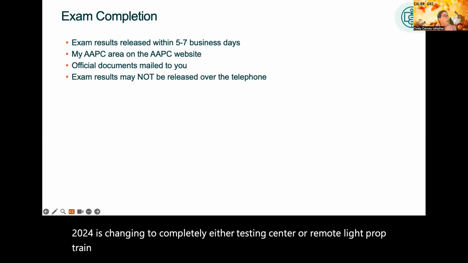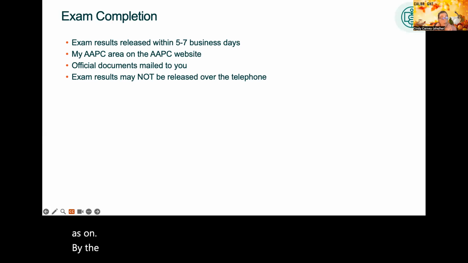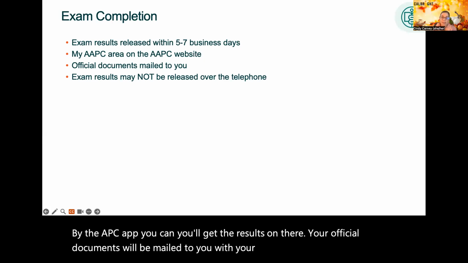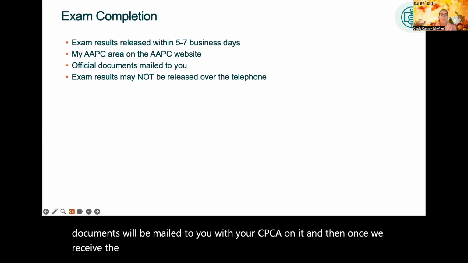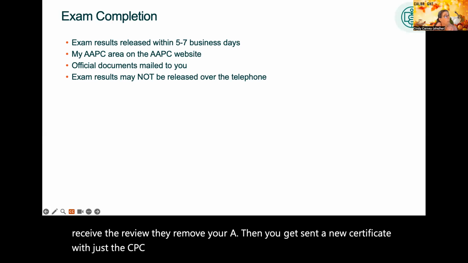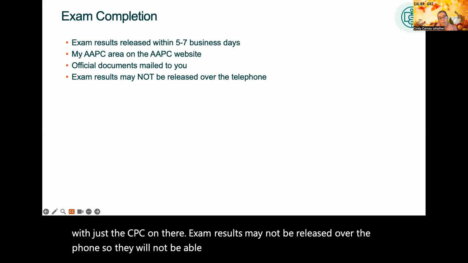You can check the My AAPC area on the AAPC website, as well as on the AAPC app. You'll get the results on there. Your official documents will be mailed to you with your CPC-A on it, and then once we receive the documentation, they remove your A, then you get sent a new certificate with just the CPC on there. Exam results may not be released over the phone, so they will not be able to give you those results. That way you have to wait until they release it.